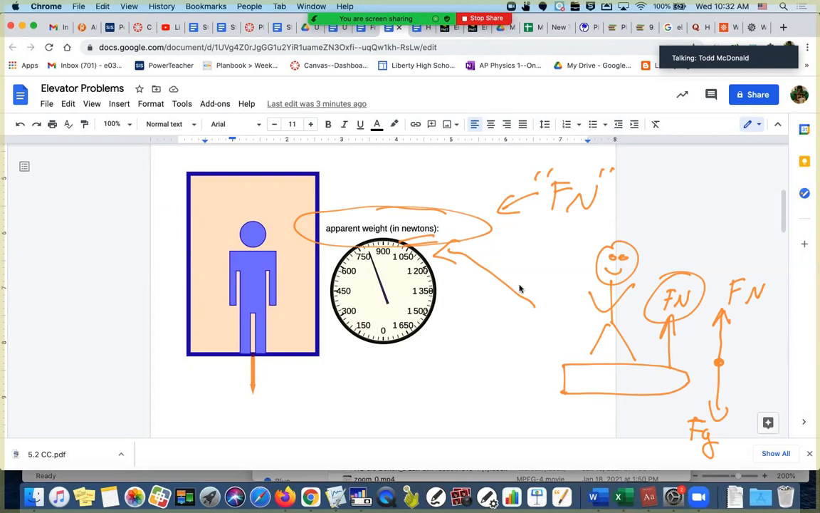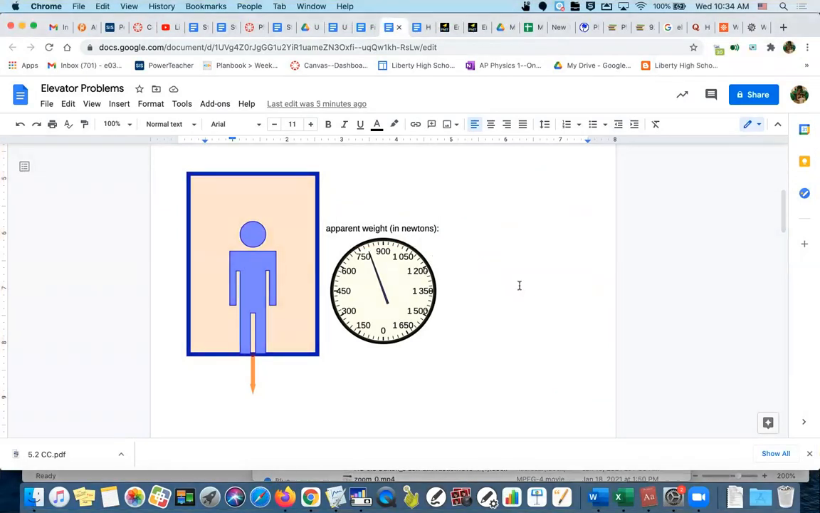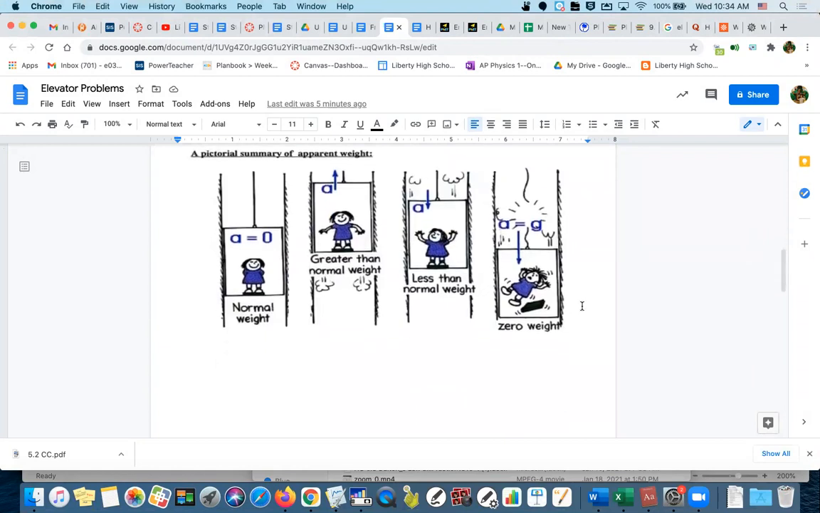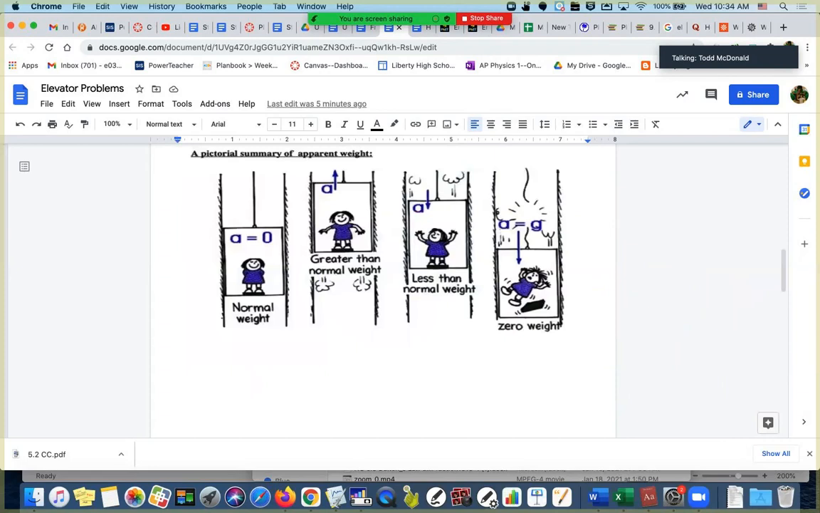Okay. All right. So, one thing to think about before we get started, I'm going to show you the different scenarios of what could happen in an elevator. And let's talk about what that means in terms of the normal force and the force of gravity. Okay, so I'm going to label these as scenario 1, 2, 3, and 4. And then underneath here I'm going to draw the free body diagram of the person.